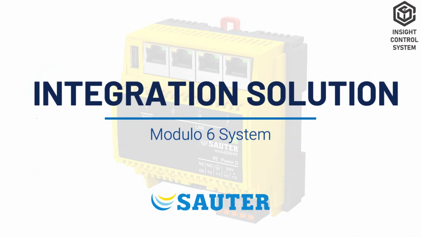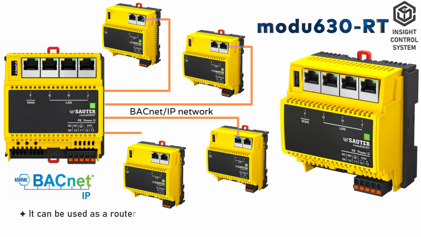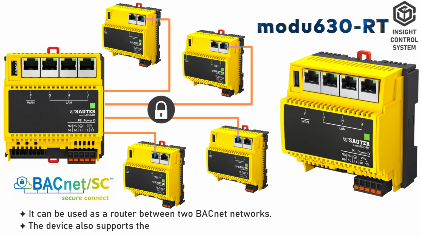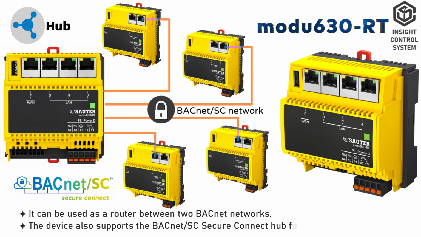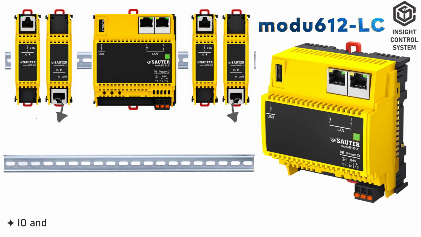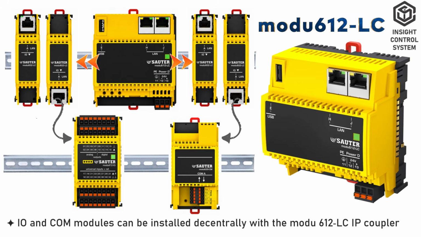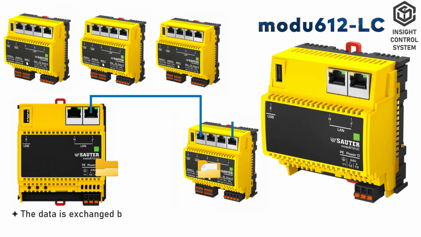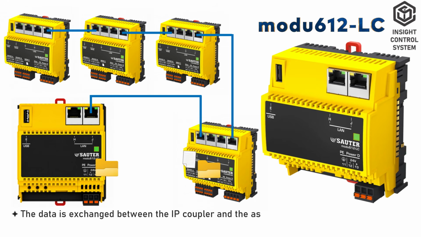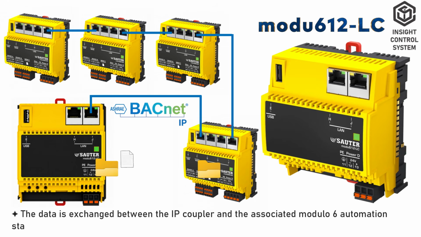Integration solution. Module 630RT. It can be used as a router between 2 BACnet networks. The device also supports the BACnet Secure Connect hub functionality. Module 612LC. I/O and COM modules can be installed decentrally with the module 612LC IP coupler. The data is exchanged between the IP coupler and the associated modulo 6 automation station via the IP network.